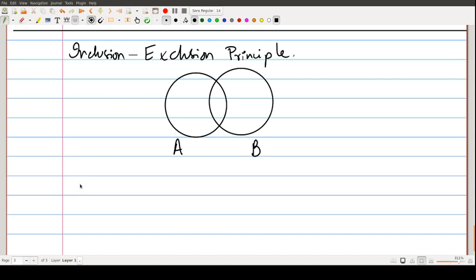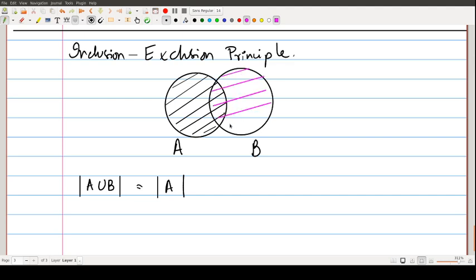If I want the number of elements in A union B, right, I'm looking for the number of elements in the set A union B, then if I start off by taking the number of elements in A, if I take this entire set, then I can say this is the number of elements in A, and then I take the elements in this set, the pink ones, so that's the number of elements of B. Is that going to be equal to the number of elements in the union of A and B?